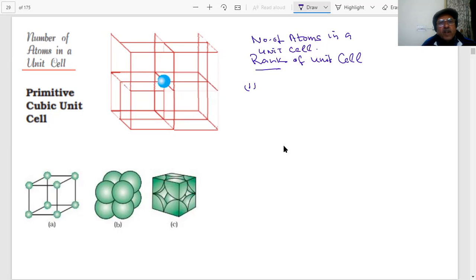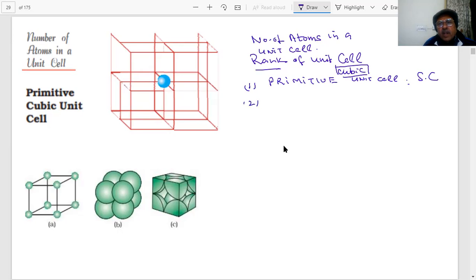First one we have the primitive cubic unit cell, students. Simple cubic, this is also simple cubic, SC. Now in simple cubic, tell me where are the particles located? At the corners.